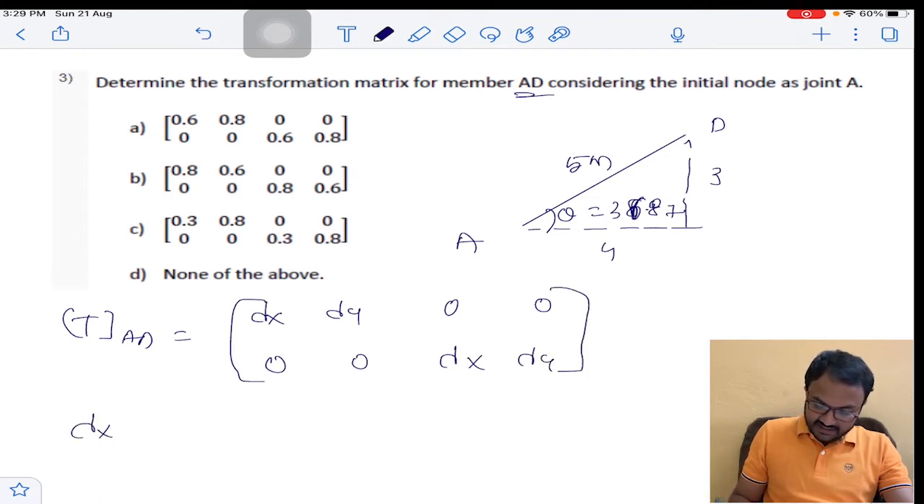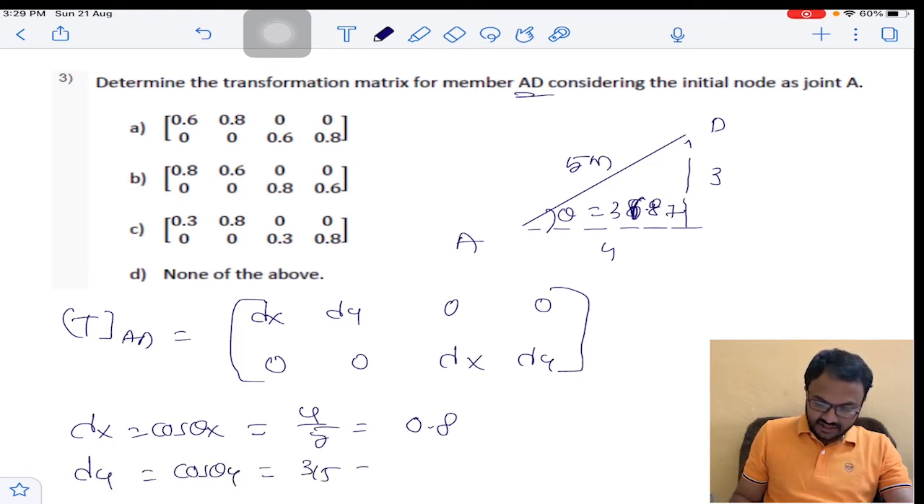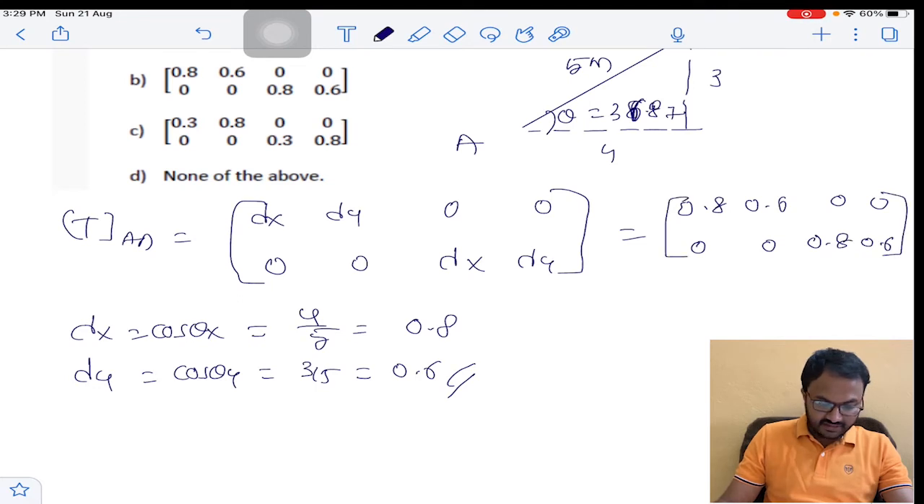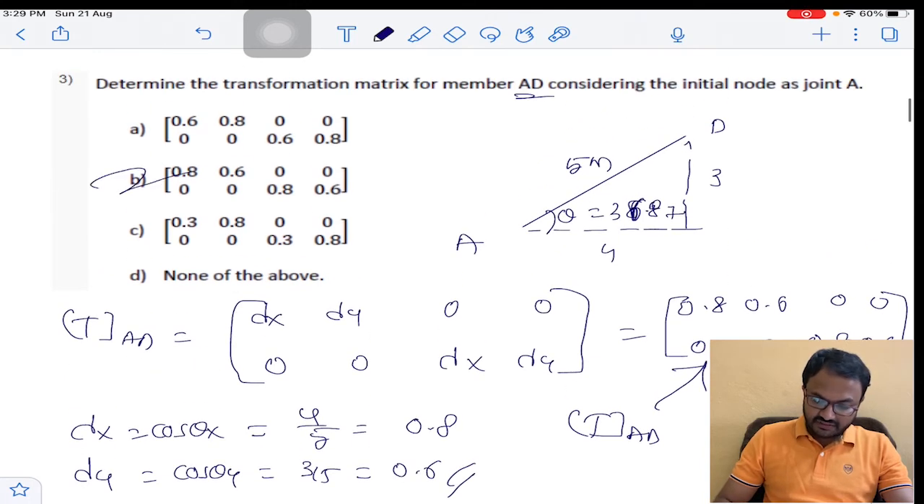Here lambda x is equal to cos theta x. It will become 4 by 5, that is 0.8. Lambda y is equal to cos theta y. It will become 3 by 5. It is 0.6. So now you will get 0.8, 0.6, 0, 0, 0, 0, 0.8, 0.6. Clear? So the answer TAD will be this one. So option B for question number 3.